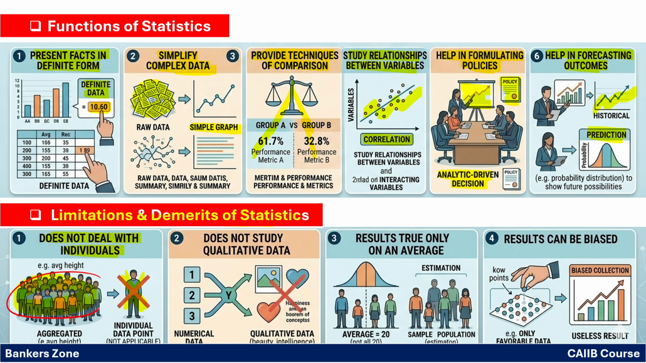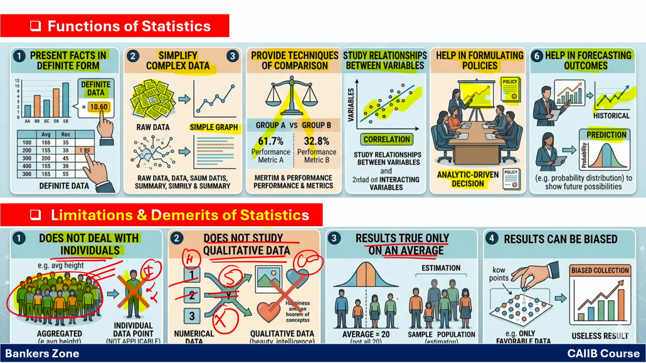So we will have to take the average height, and on that we can apply the formula. But for an individual data point, it is not considered in statistics. It does not study qualitative data. Means what? It only focuses on the numbers. It does not worry about the quality of it. Statistics is a game of numbers. It does not consider the quality. Results are true only on the average.